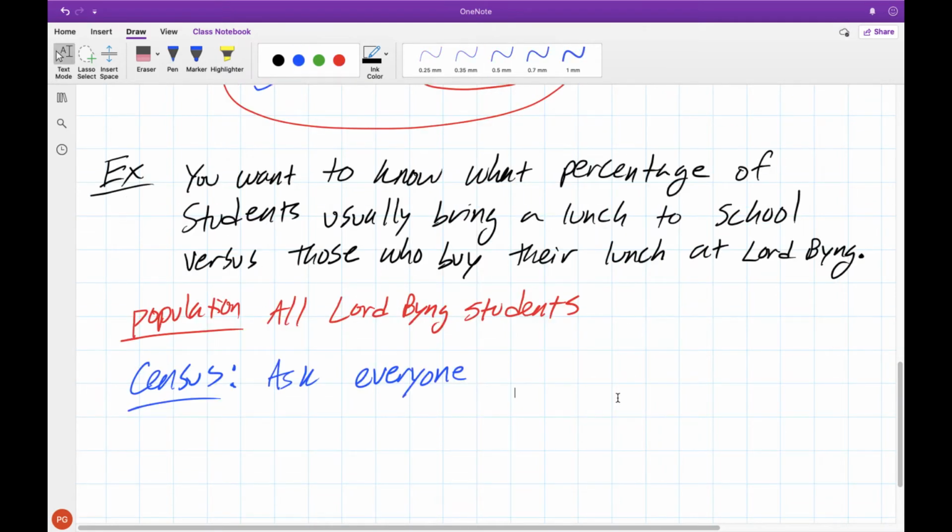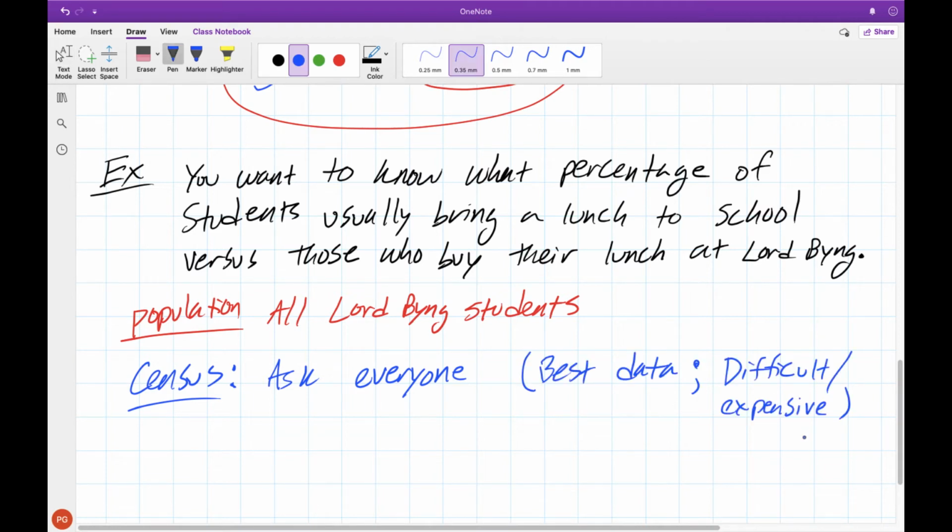Your first option is to do a census, which is to ask literally everyone. Now the Canadian government does a census every 5 years so that they can check on everyone in the country and get an idea of how everyone is doing. This will give you the best data because you're not worried about only asking some people, you're asking everyone. But it's really difficult and really expensive, so it's really hard to do a census in a lot of cases.